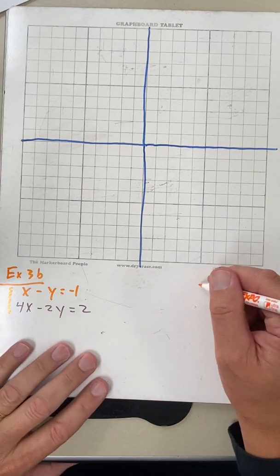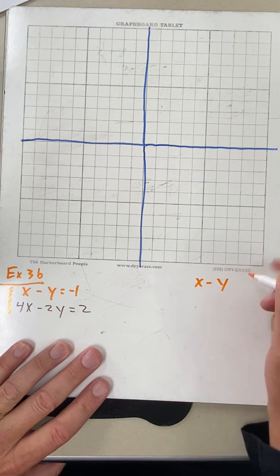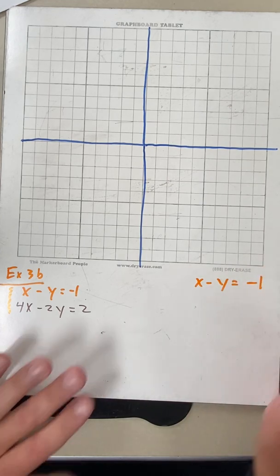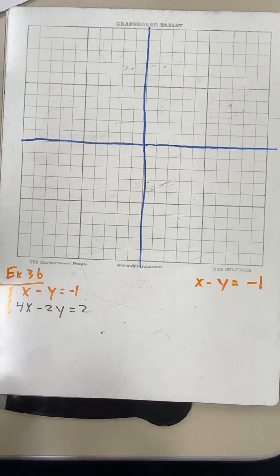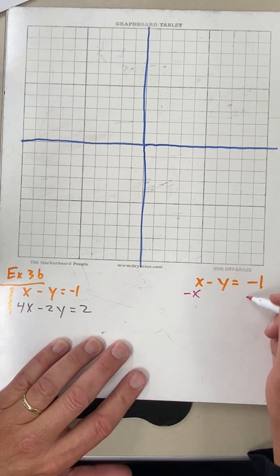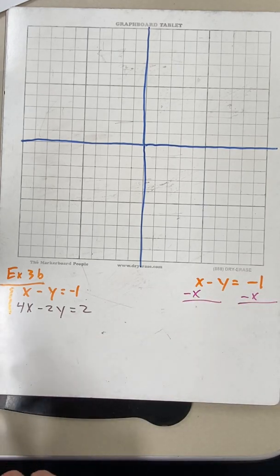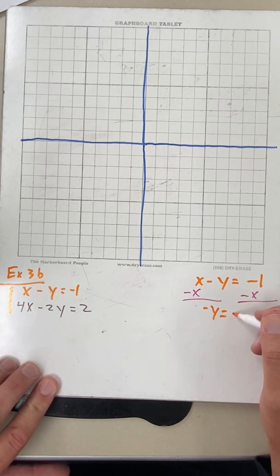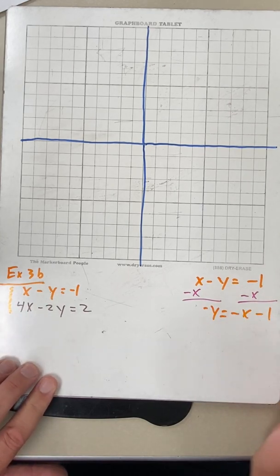All right, so we're back. Hopefully you got the same answer I have when I'm done. I'm going to subtract the x. Now, if you notice, this one is very similar to the last one we did, except it's a negative 1. I'm going to subtract x from both sides. I will get negative y is equal to negative x minus 1.